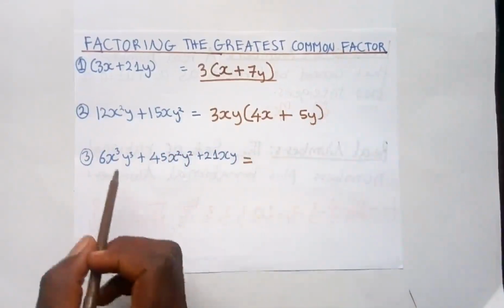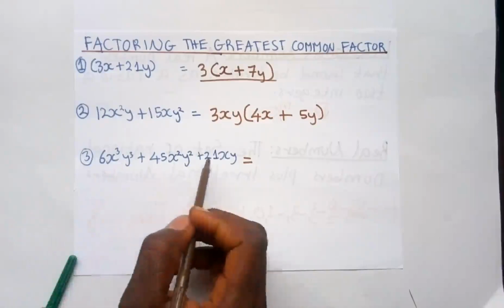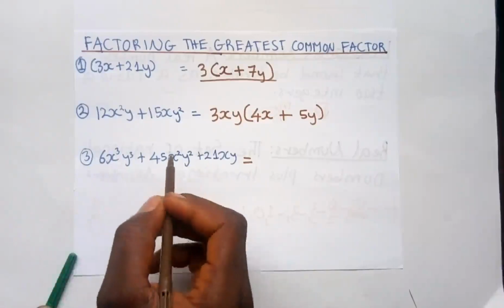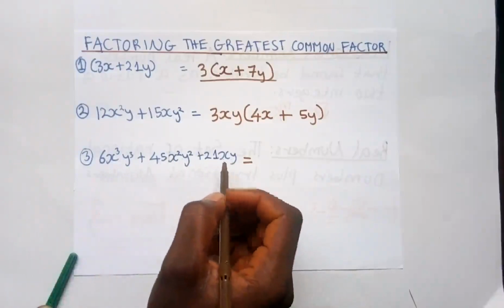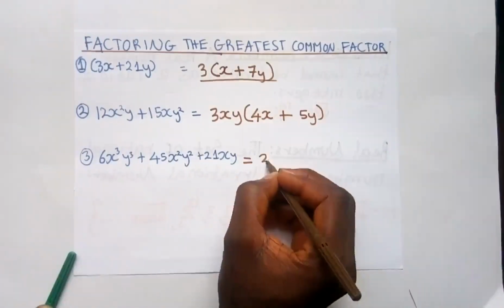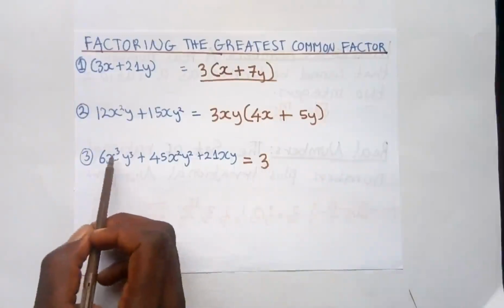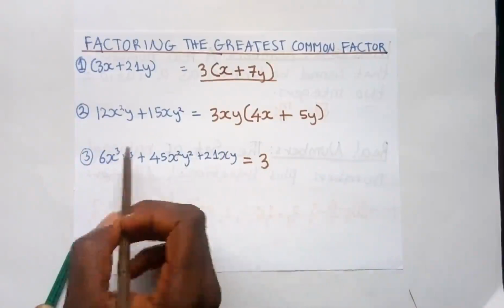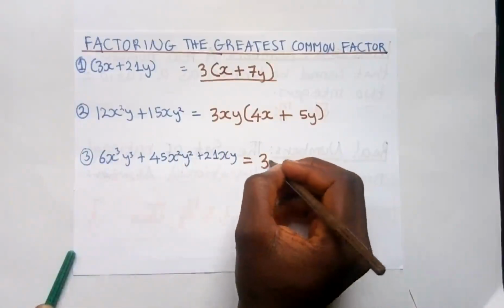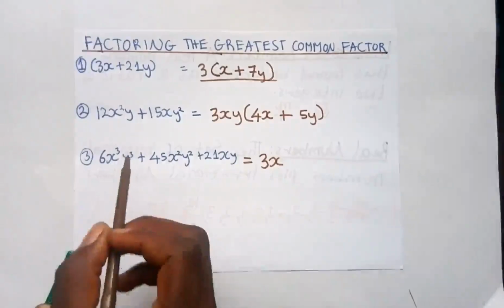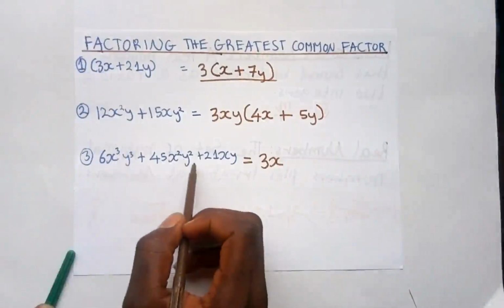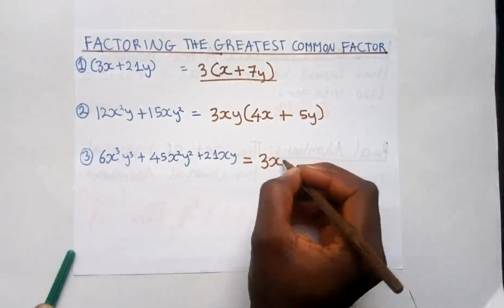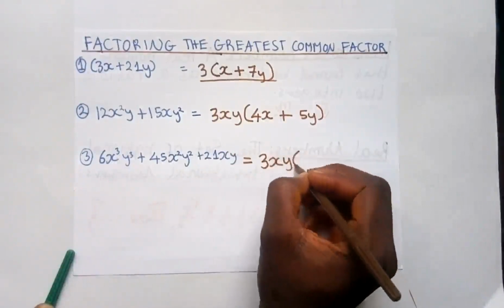Which number can go into 6, 45, and 21? We can see that 3 can go into 6, 3 can go into 45, and 3 can go into 21. How many s do we have here? 3. How many s do we have here? 2. How many s do we have here? 1. So all of them have 1s in common, so you can take out 1s. How many y do we have here? 3. How many y do we have here? 2. And how many y do we have here? 1. So all of them have 1y, so you can take out 1y.